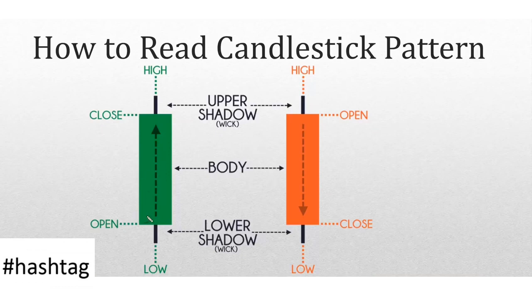So when you see a green candlestick, it means that the price has closed higher for the session. You can see that this is the opening price at this line over here. This is the opening price. This is the closing price. And when you see this black shadow over here, we call this a wick. This is the upper wick. This is the highs of the session. And this over here is the lows of the session.